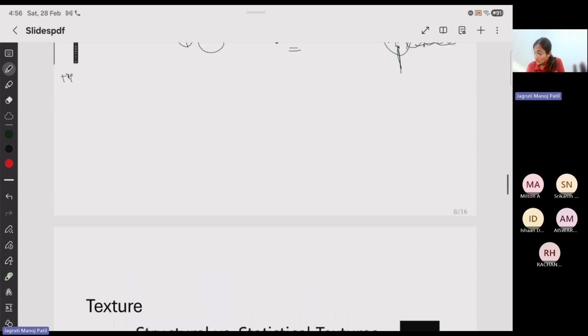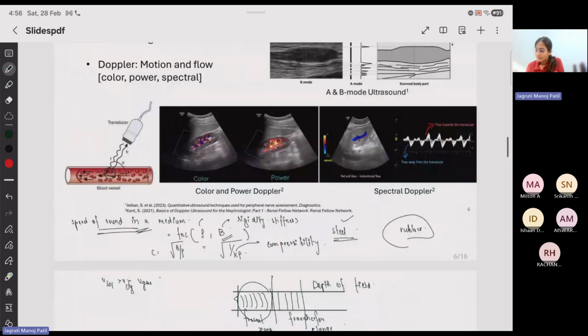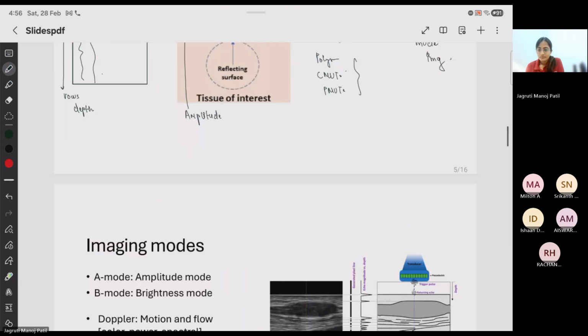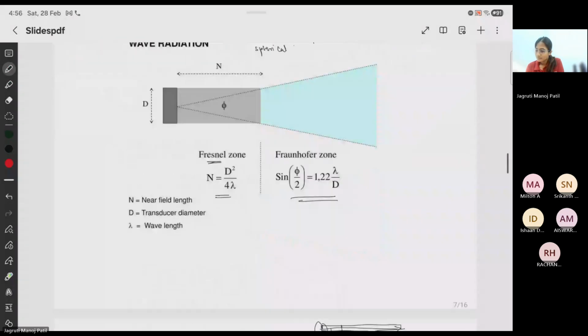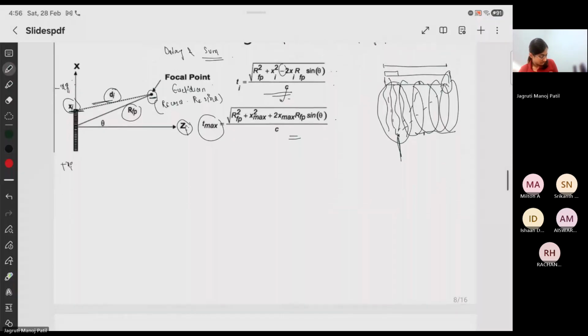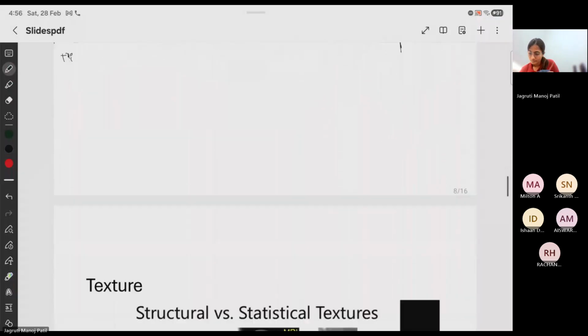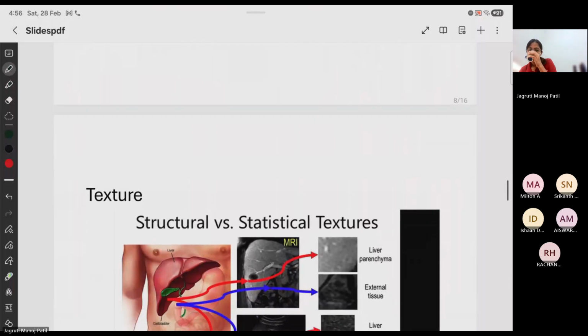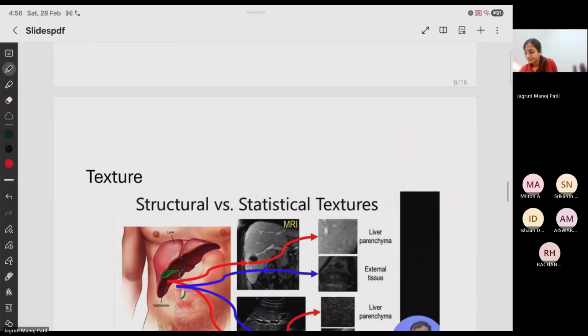Okay. So that was all about ultrasound. Any questions here? If not, we'll go into texture then.